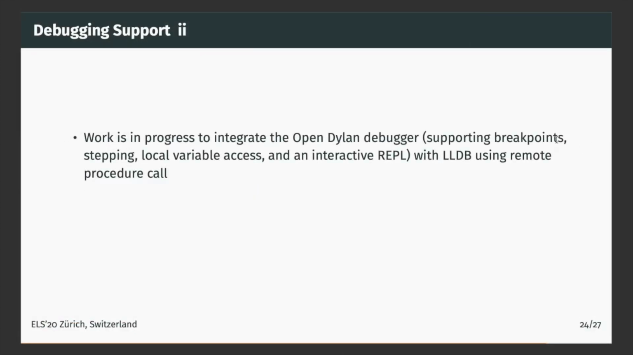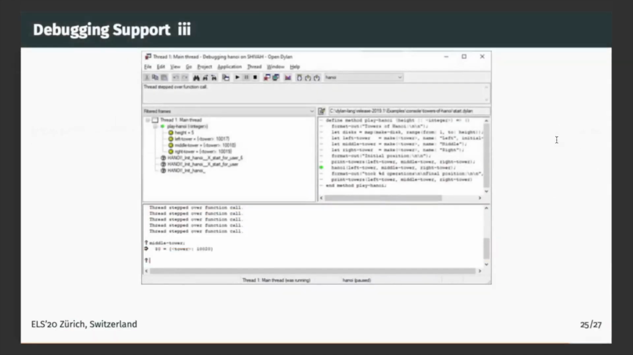Work is in progress to integrate the native OpenDylan debugger, which supports breakpoints, stepping, local variable access, and an interactive REPL, with a tethered LLDB using remote procedure calls. This is what the debugger and REPL look like on 32-bit Windows using the HARP backend. When the LLDB integration is complete, we will be able to expand the support to Linux and Mac OS.